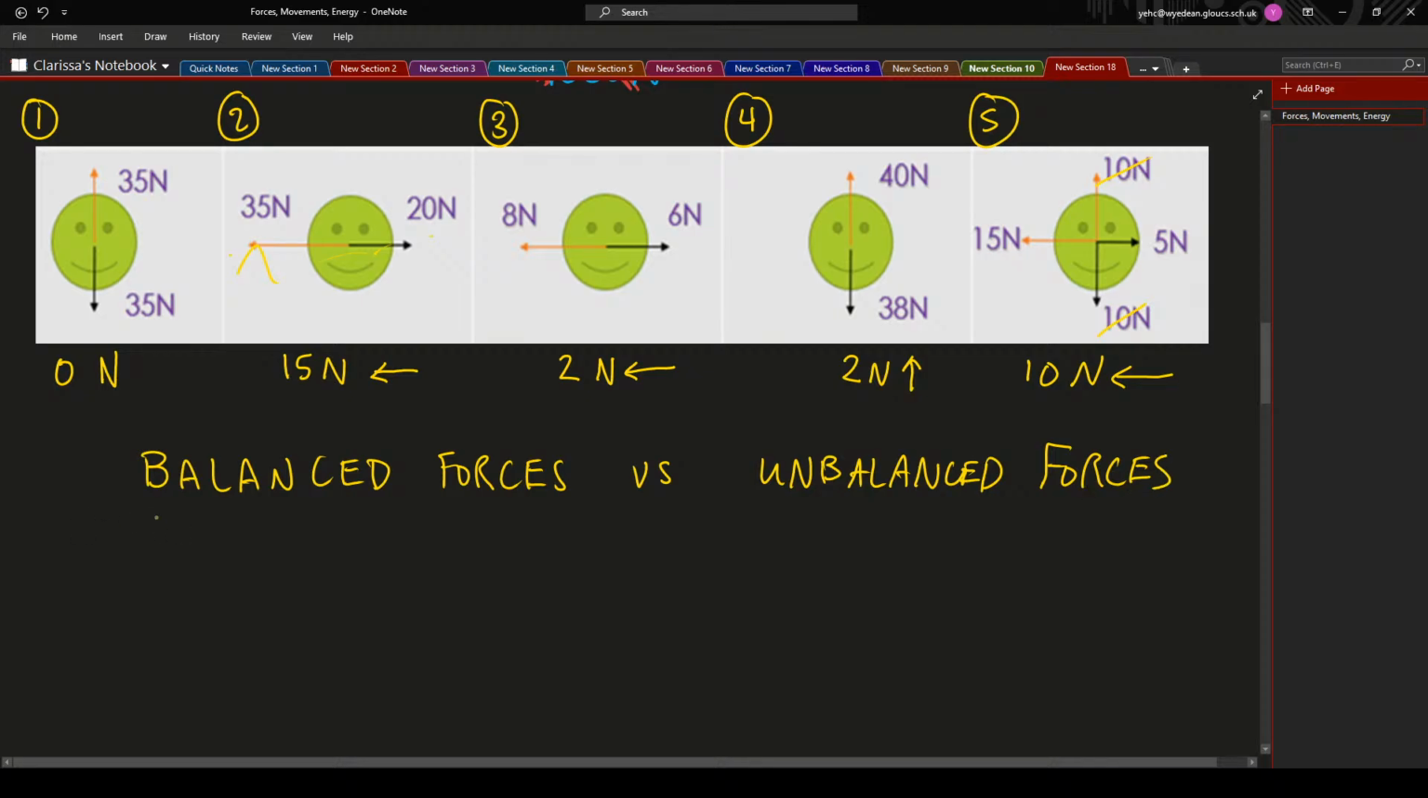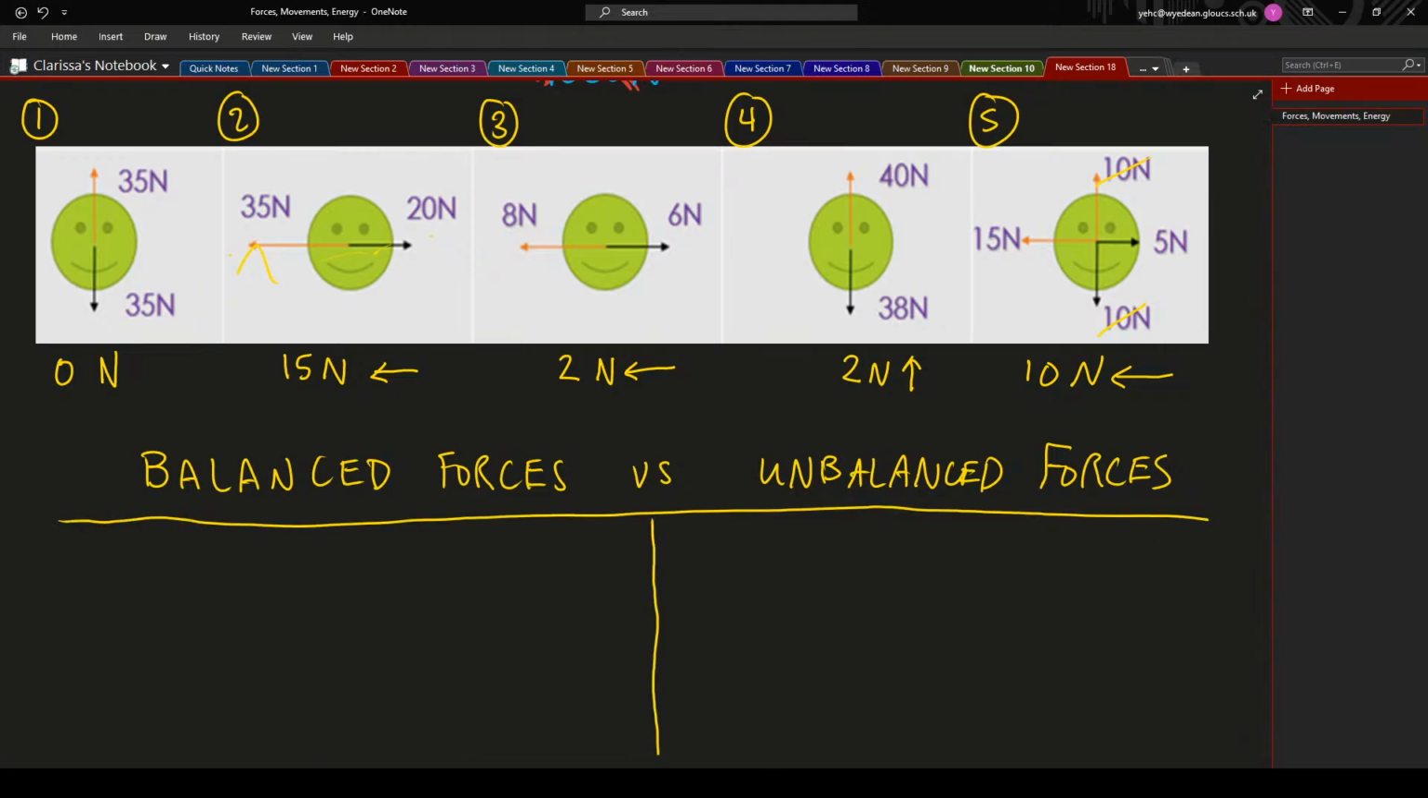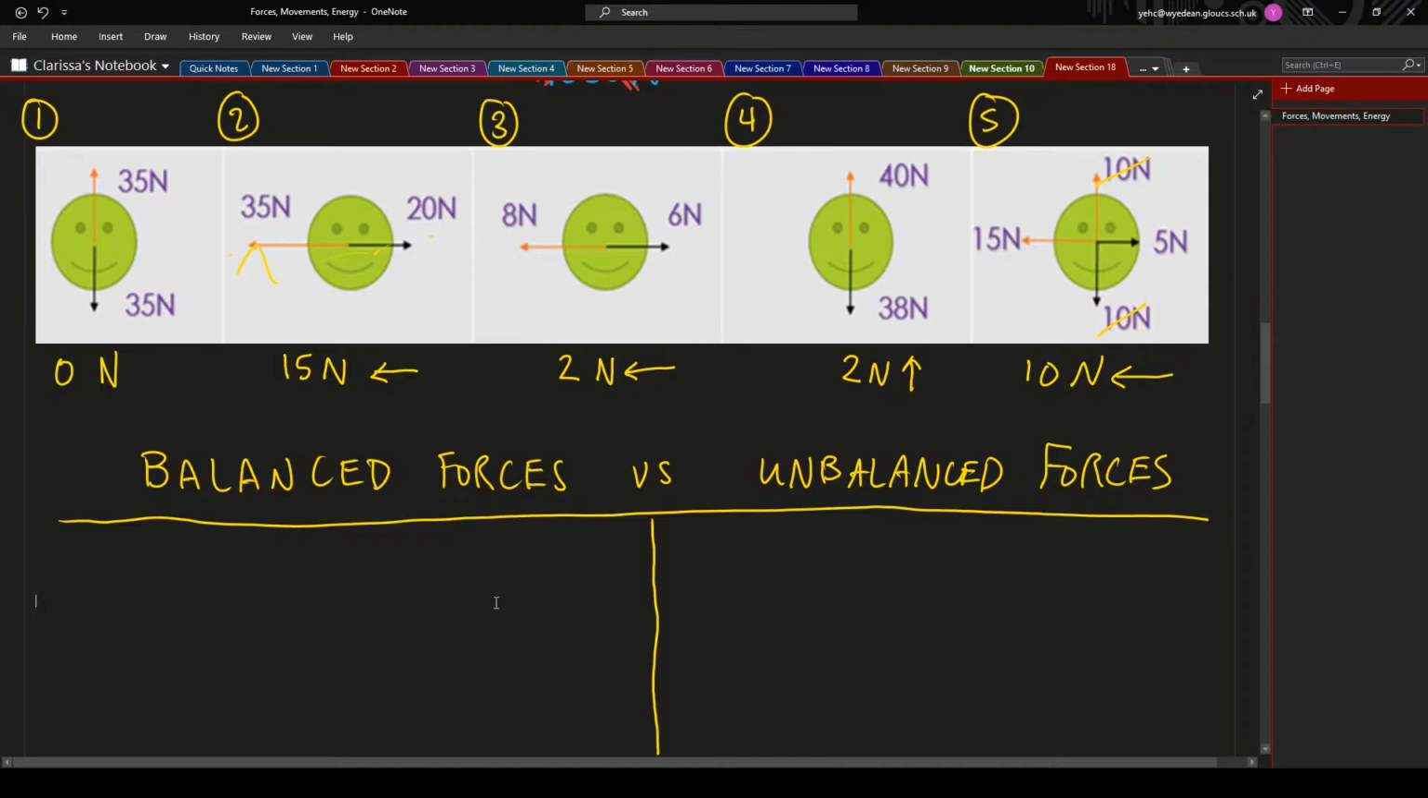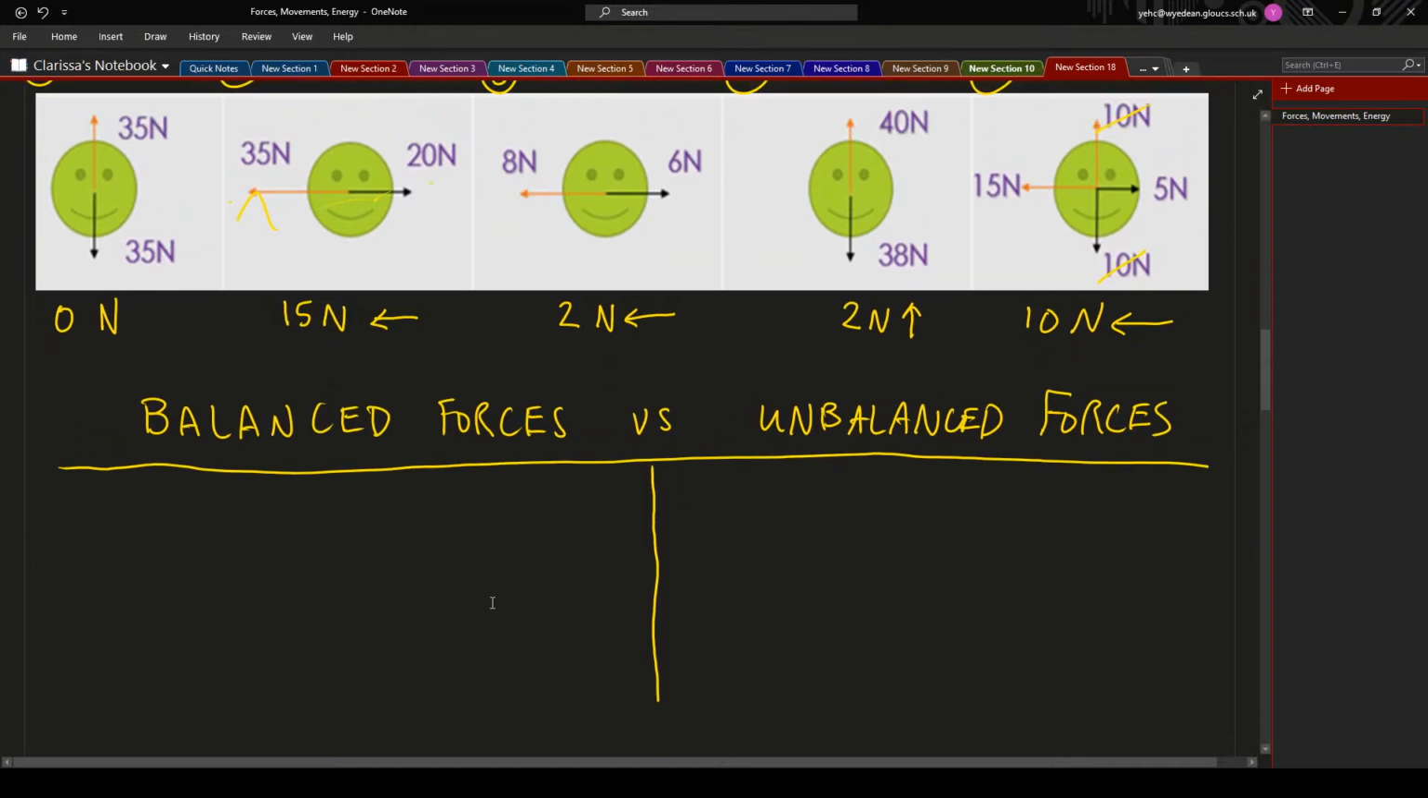And depending on whether the forces acting on an object are balanced or unbalanced, the object's motion will change. So when forces are balanced, like in the first question, the first smiley face, when everything is balanced, the resultant force is 0. So basically, balanced forces are essentially just when all of the forces that are acting on an object balance each other out and you get a resultant force of 0.